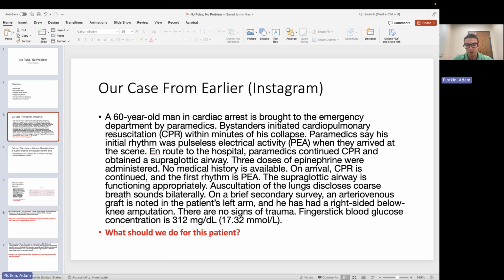On arrival, CPR is continued, and the first rhythm is PEA. The supraglottic airway is functioning appropriately. Auscultation of the lungs discloses coarse breath sounds bilaterally. On a brief secondary survey, an AV graft is noted in the patient's left arm, and he has had a right-sided below-the-knee amputation. There are no signs of trauma. Fingerstick blood glucose concentration is 312. What should we do for this patient? If you didn't get a chance to think about this question, you can pause the screen, think about it now, and then we'll move on to the next section.